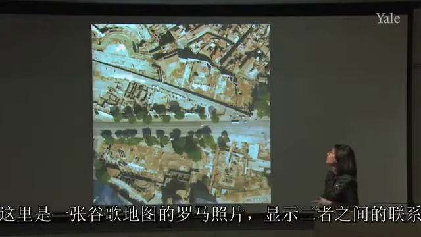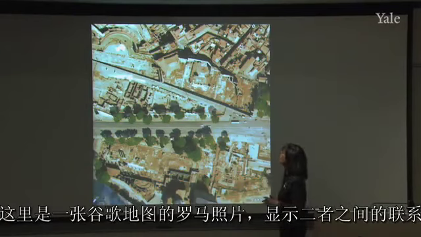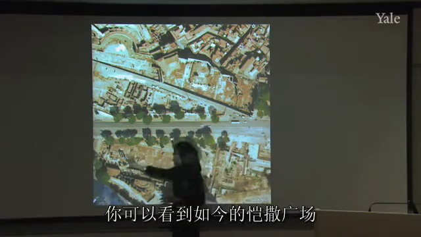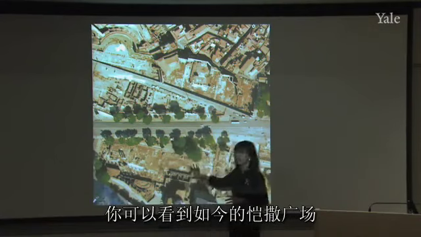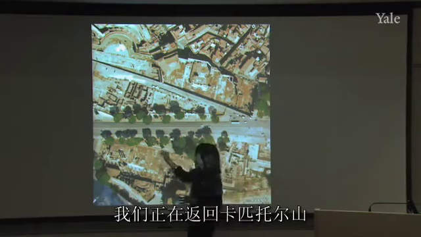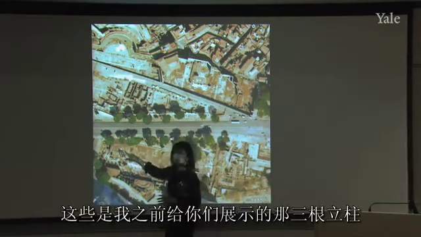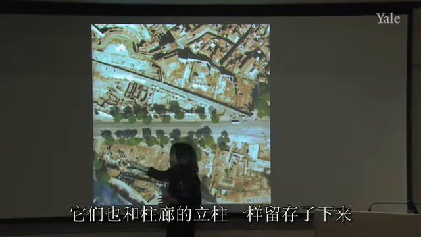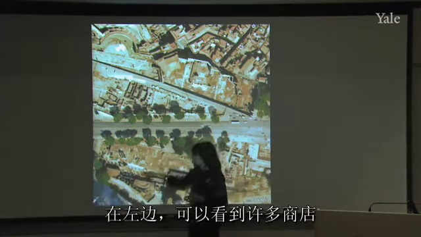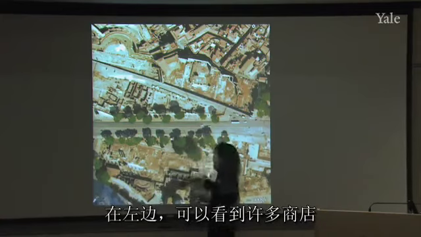Here's a Google Earth view of this part of Rome, showing the connection between, you can see here the Forum of Julius Caesar as it looks today. This is the entrance. We're moving back toward the Capitoline Hill. These are those three columns that I showed you before, still preserved, as well as the columns of the colonnade on the left side that entered into the shops.